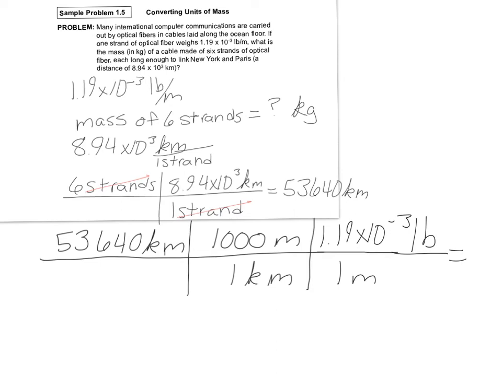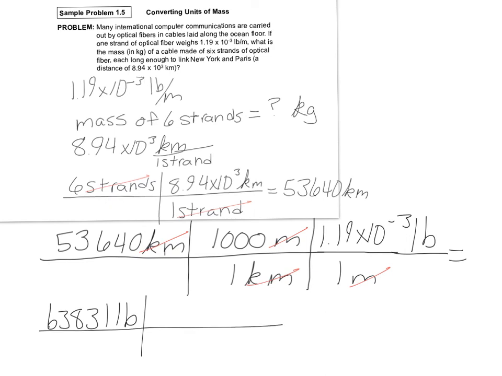And again, I like to start with my units first. I've got kilometers in the top, kilometers in the bottom. Kilometers divided by kilometers equals 1. Meters in the top, meters in the bottom. That equals 1. Now I'm left with pounds, so when I type this in my calculator, it's going to give me my answer in pounds. So I've got 53,640 times 1,000 times 1.19 times 10 raised to the minus 3. Okay, and I'm going to write it down here because I'm out of room up there, I've got 63,831 pounds.